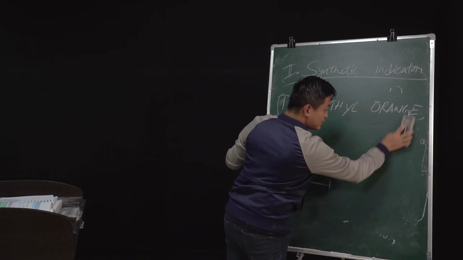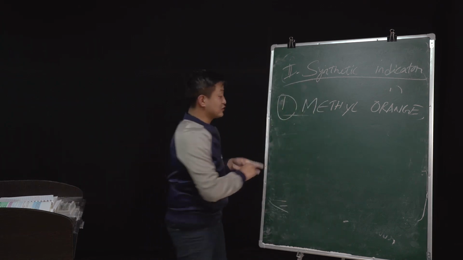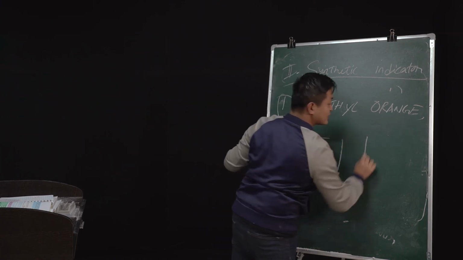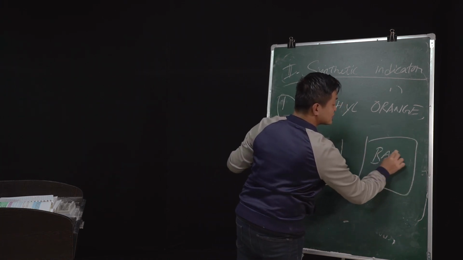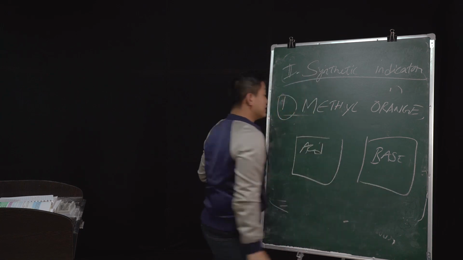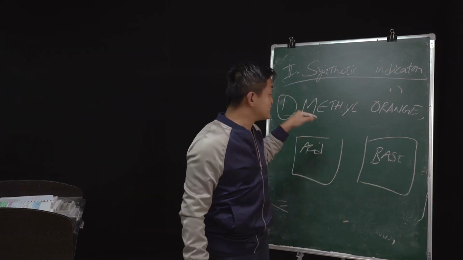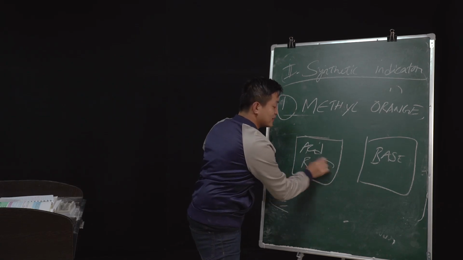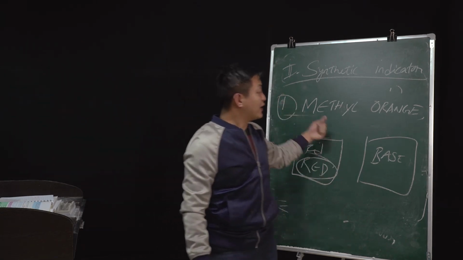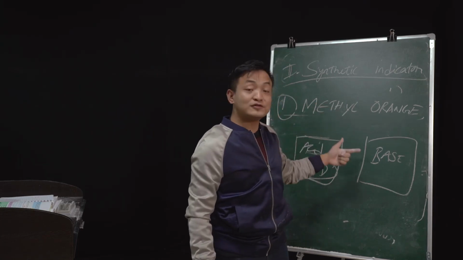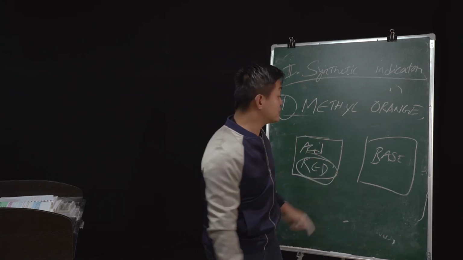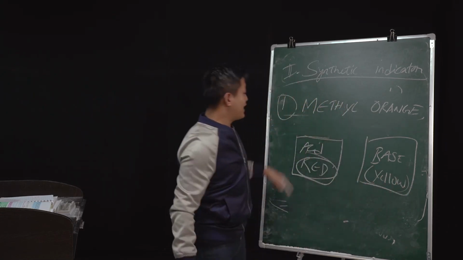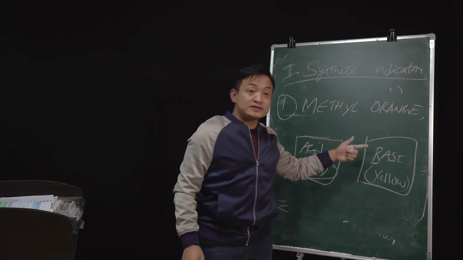Now, this is an acid solution. Let's take this one as a basic solution, okay? Now, if I put methyl orange here in acid solution, it will turn red in color, okay? Red in color. And now, if I put this methyl orange in a base solution, the color you have to remember, it will turn yellow. So remember, red and yellow. Clear? Acid, red; base, yellow.